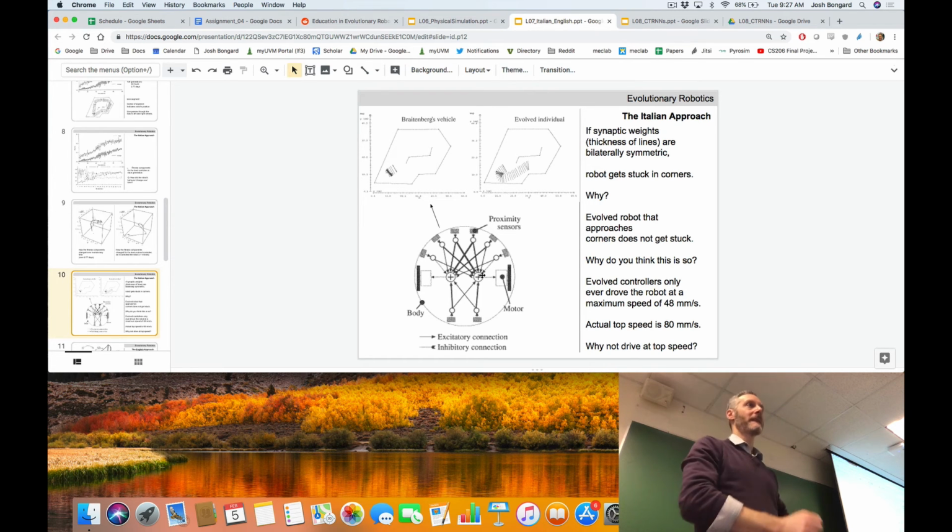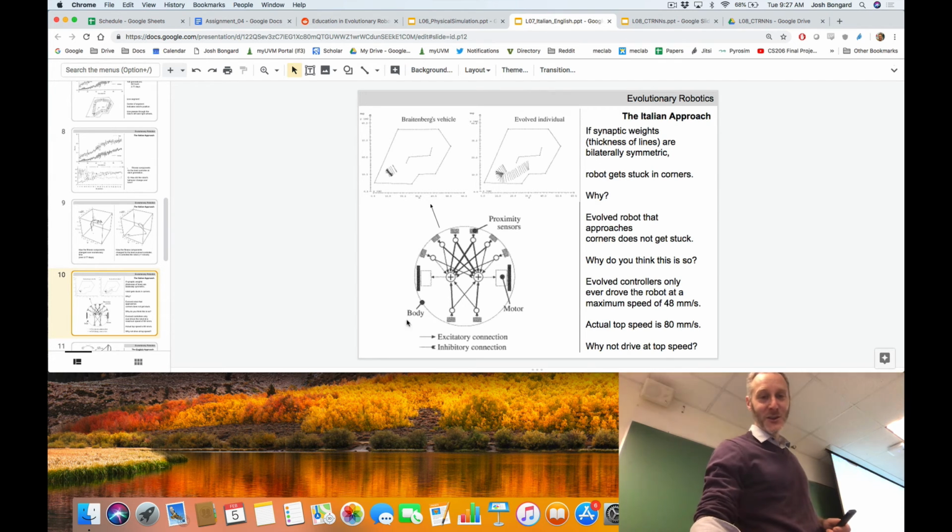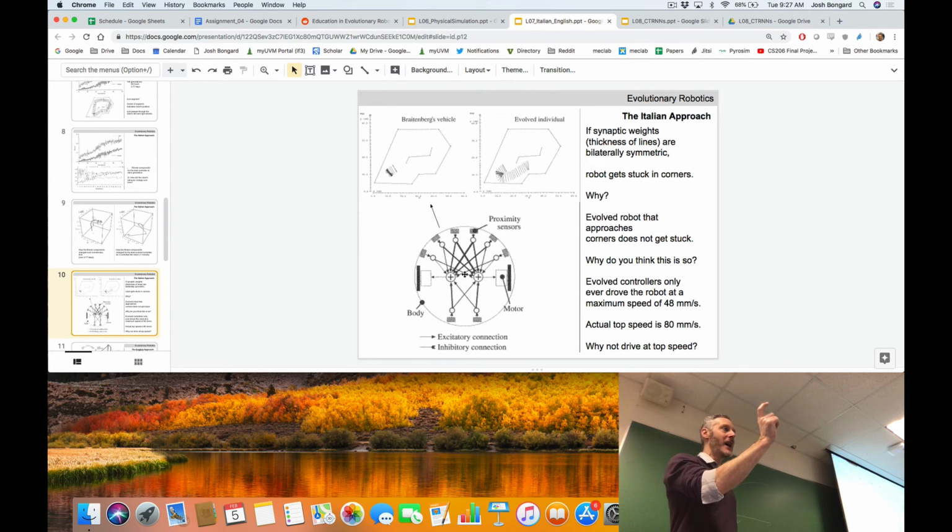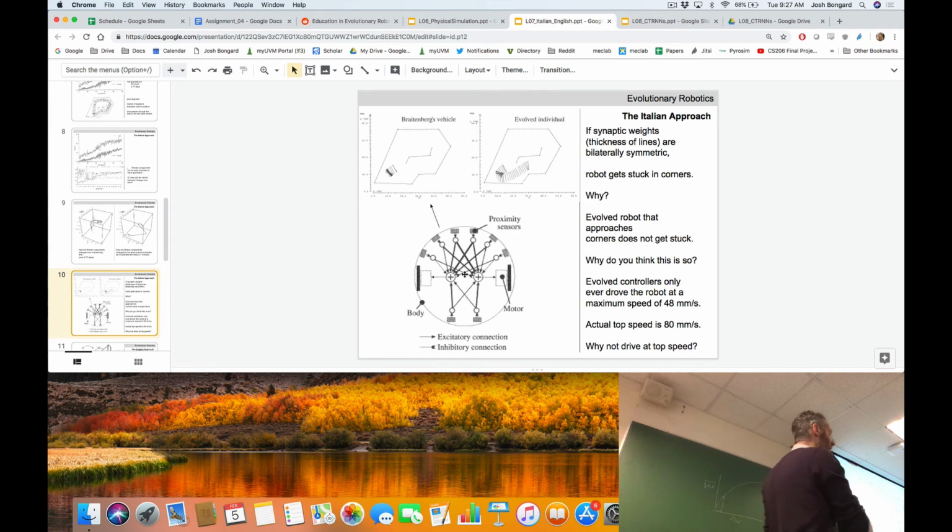Did they find that the weights were not symmetric based on the direction that the robot traveled? Yes, you've stolen my thunder here. So you can see in the Braitenberg vehicle here, the width of the line is the magnitude of the value of the synapse, right? Some of these synapses are positive or negative. Fatter lines mean further away from zero. This one that they made by hand is perfectly symmetrical, which makes sense, right?